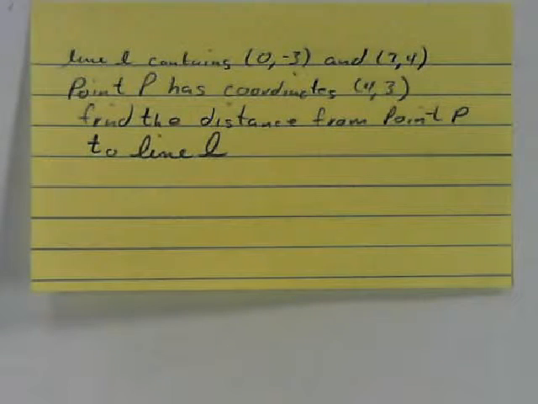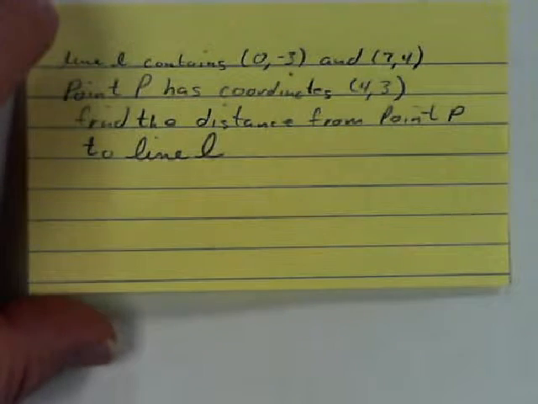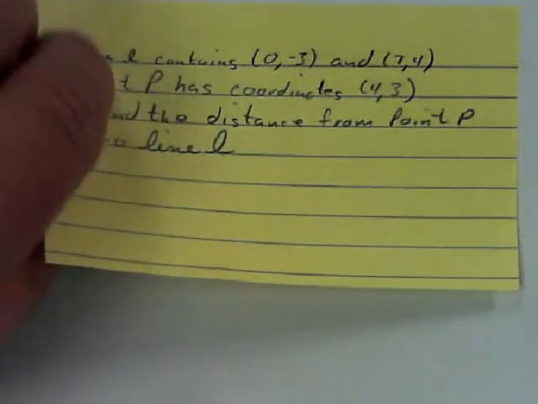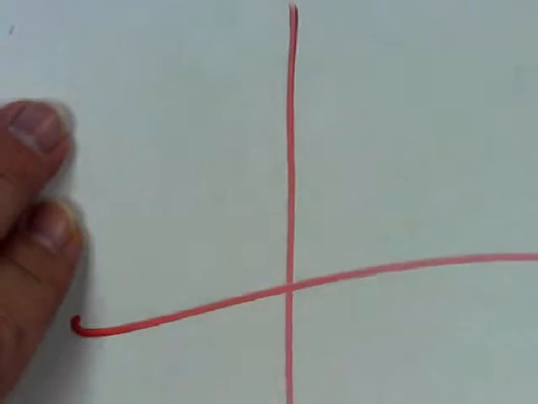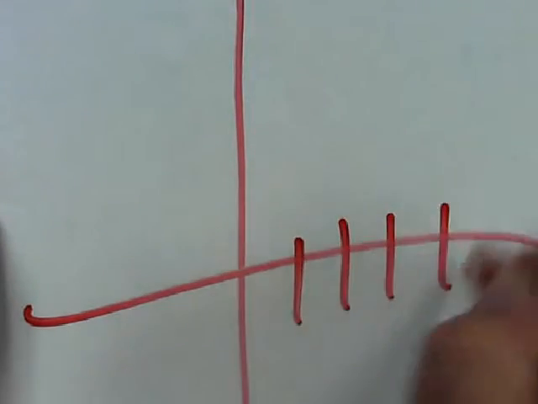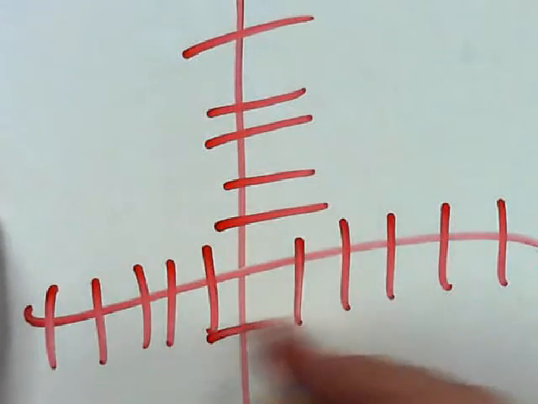So if we have that line L contains (0, -3) and (7, 4), and point P has coordinates (4, 3), find the distance between point P and line L. If we want to make it look similar to what we had yesterday, we need an axis system, correct? This will not be perfect, but we're going to draw an axis system.